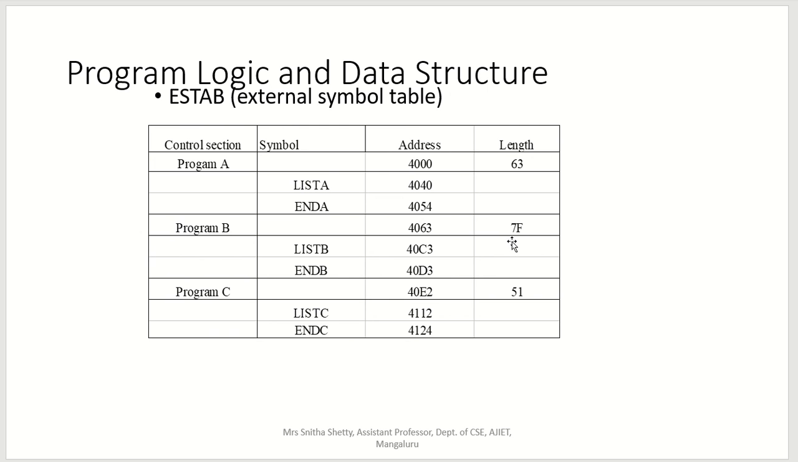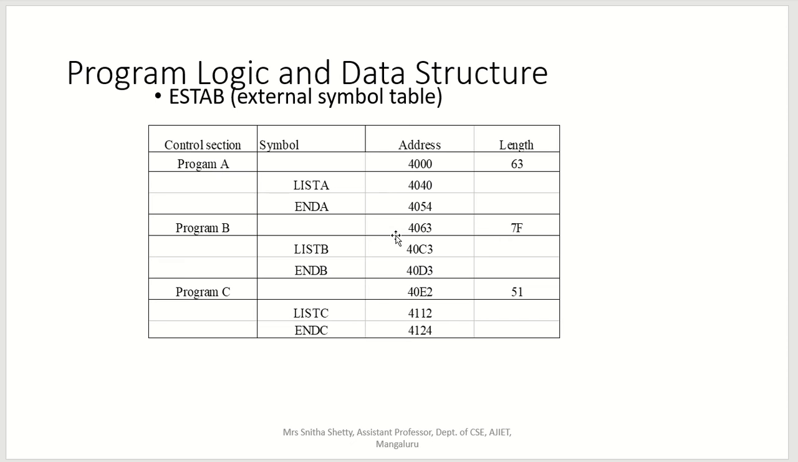Hope it is clear. I'll repeat this once again. See, program B begins with 000 and ends with 007C plus 3, so this is 7F. 7F minus 0 is 7F. You can see here the length of program B is 7F. At which address will it end? 4063 plus 7F, you can do the hexadecimal addition, you will get 40E2.